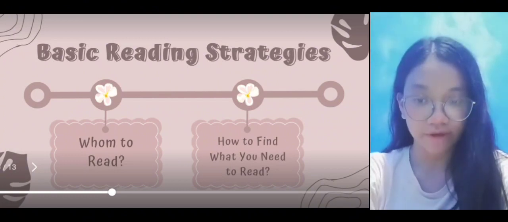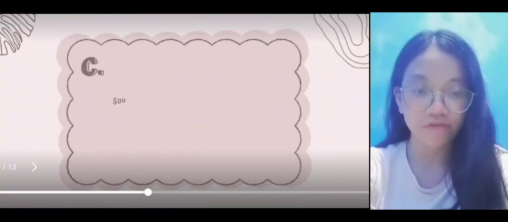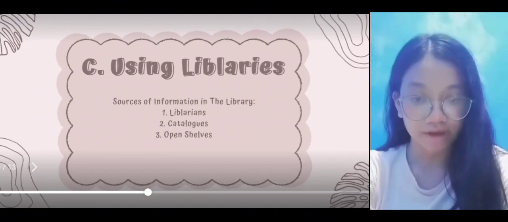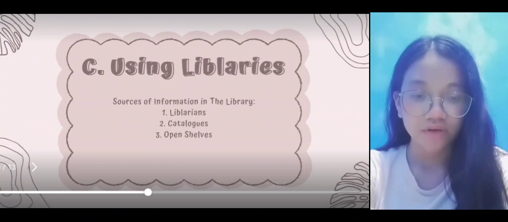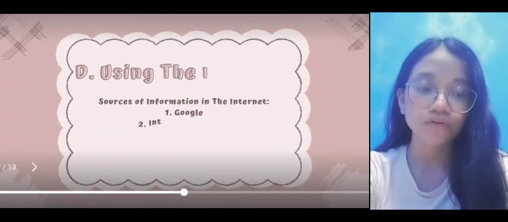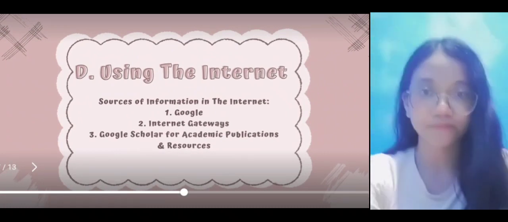Next is using the library. You need to know the resources of information in the library. You can ask librarians if you need to find the books that you want, or you can use the library catalogs, or open shelves to guide you to which areas of the library are likely to be of most use. You can also search by using the internet. Sources of information on the internet you can use are Google, Internet Gateways, Google Scholar, academic publications, and resources.